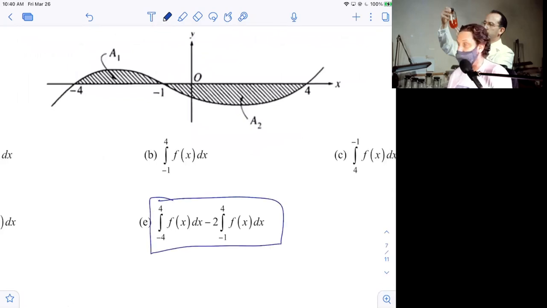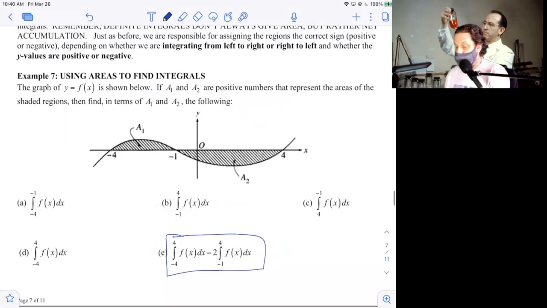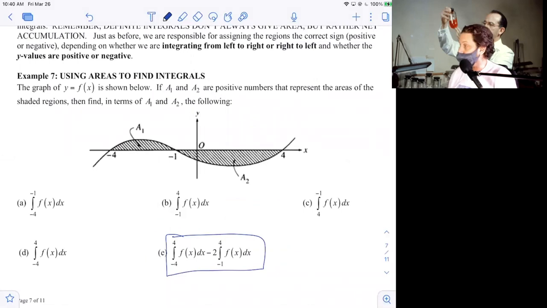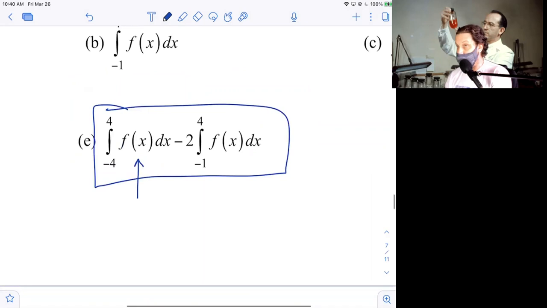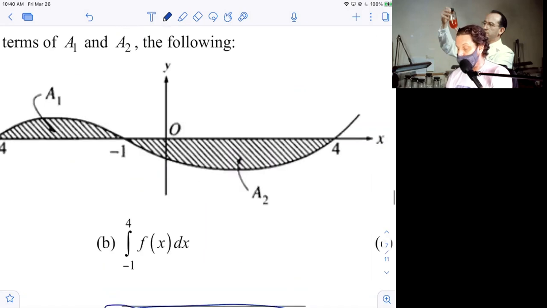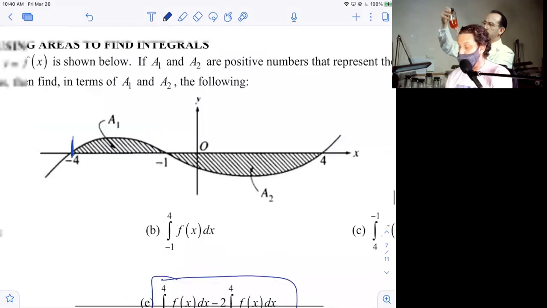So let's just do part E, okay? It said to evaluate this. Now let's look at what it says. It says the graph of y equals f is shown below. If a sub 1 and a sub 2 are positive numbers that represent the areas of the shaded region, then in terms of a sub 1 and a sub 2, evaluate this. Okay, well, it's 2 separate integrals, so let's focus on the first one. What is the integral from -4 to 4? From -4 all the way to 4.